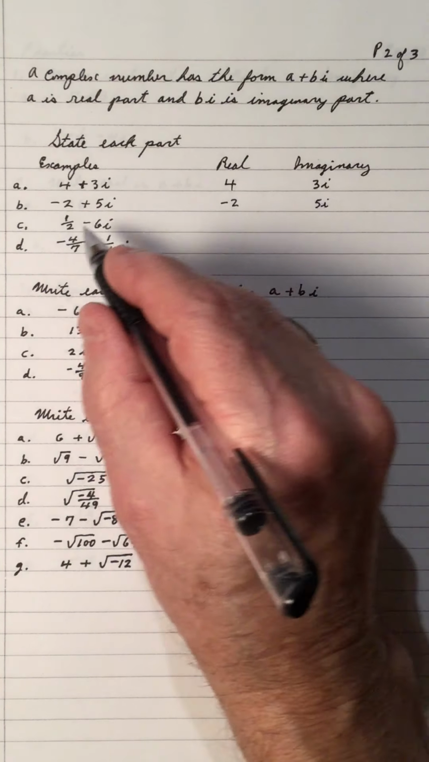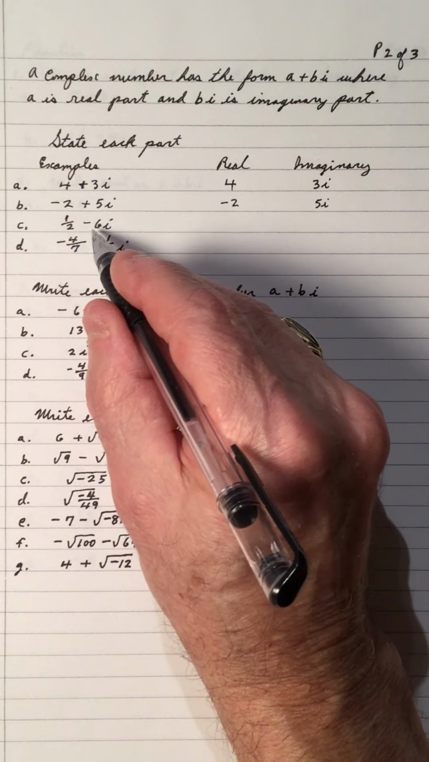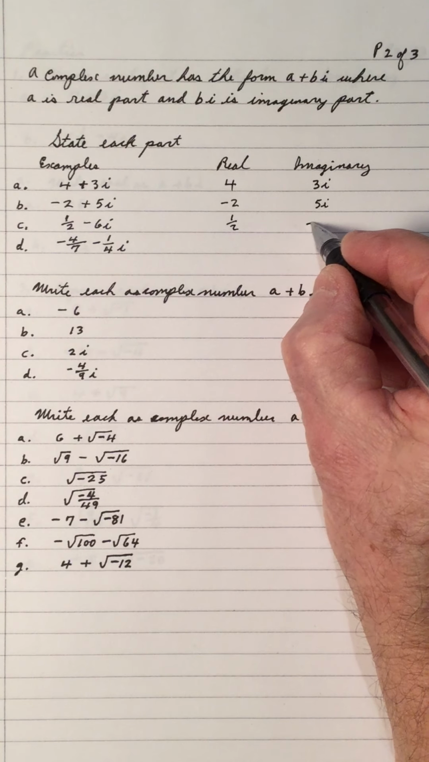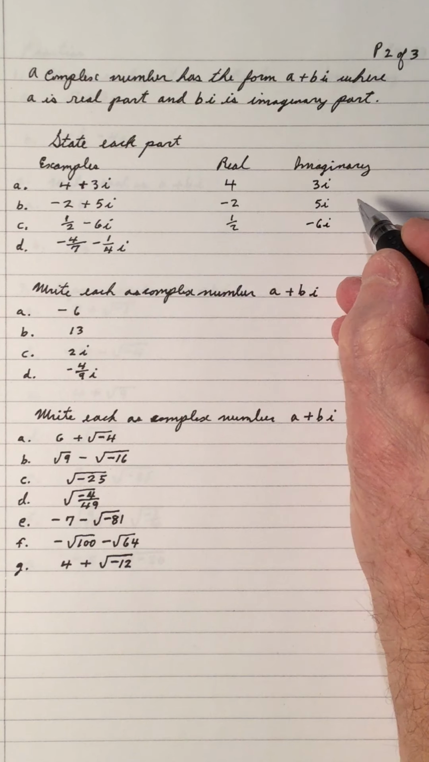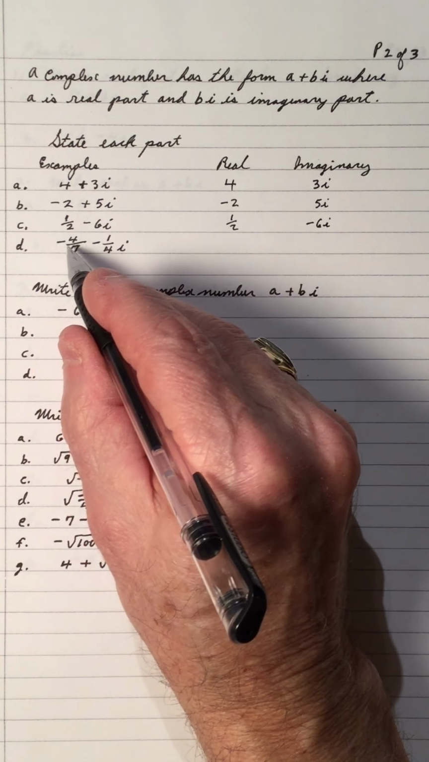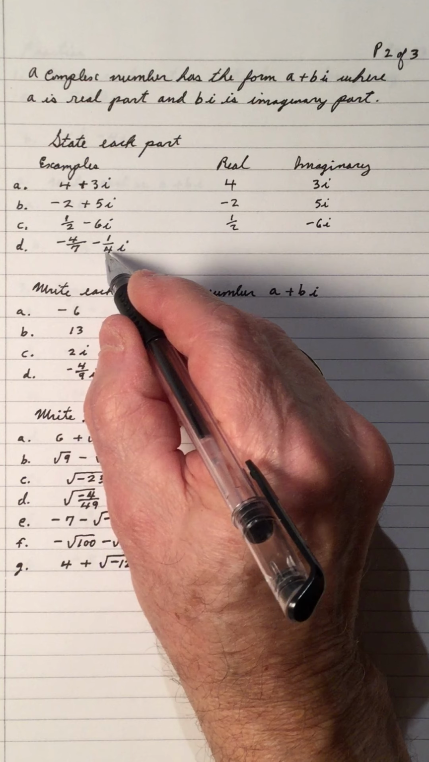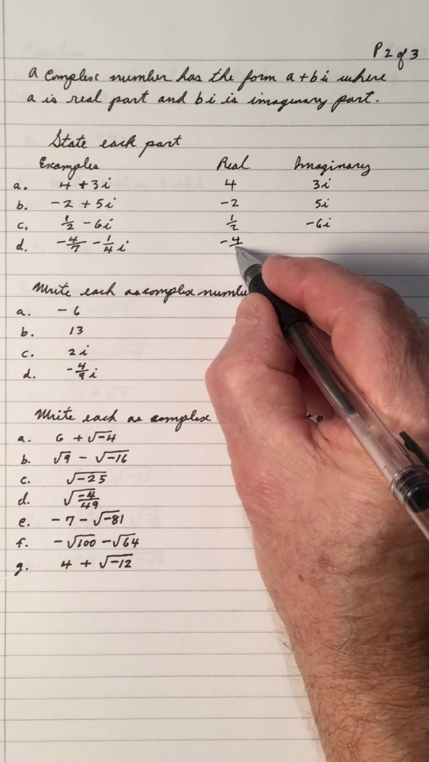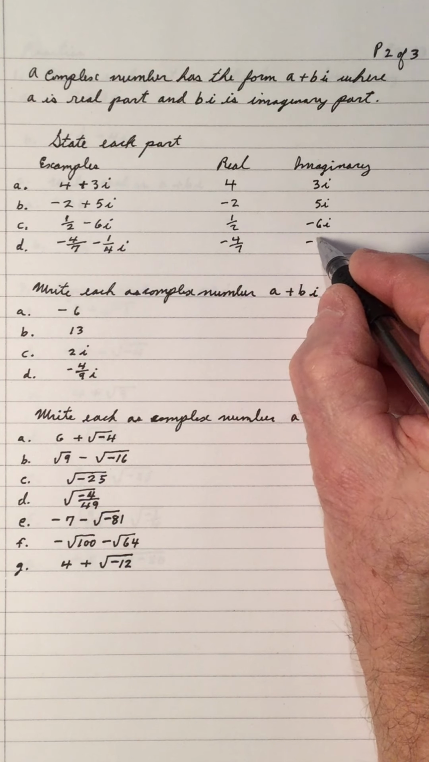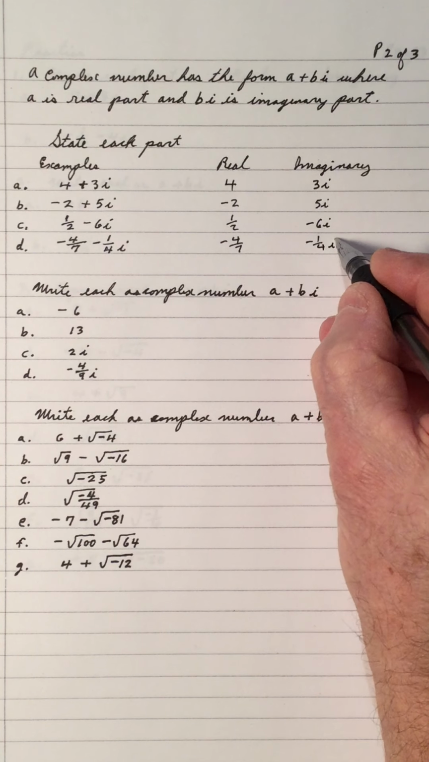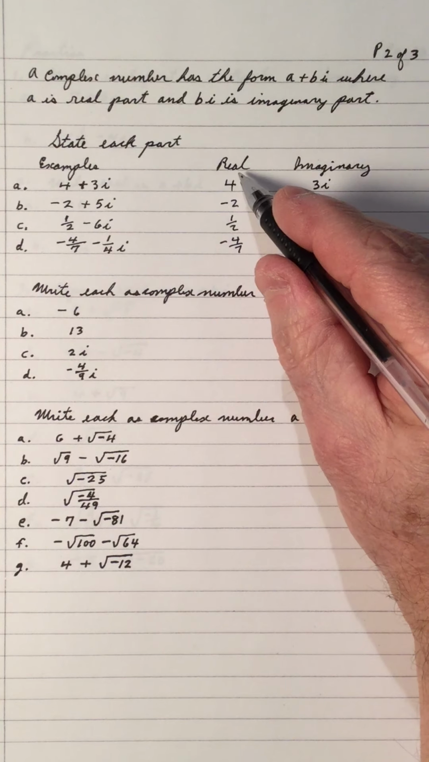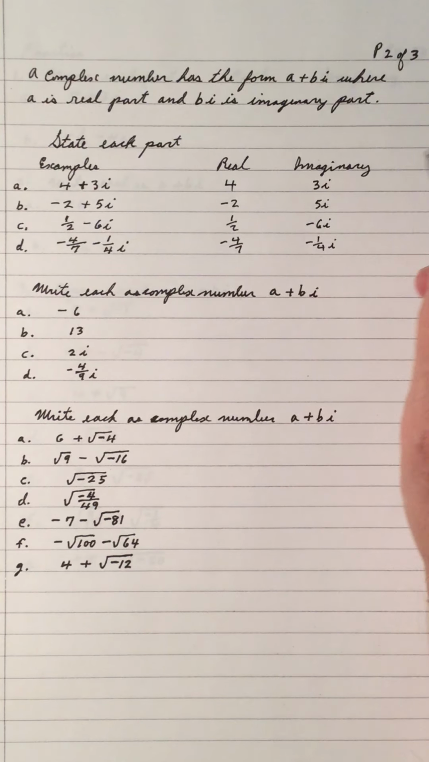And notice they're positives. C, a half, subtract 6i. Real part is a half. The imaginary part is a negative 6i. And D, negative 4 over 7, subtract 1 over 4i. The real part is negative 4 over 7, and the imaginary part is a negative 1/4 i. So the imaginary part always has an i, and the reals have no i's.